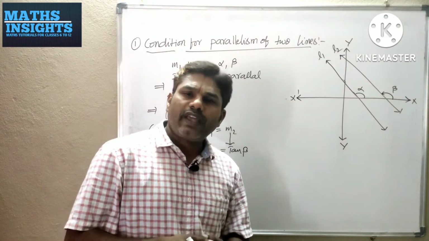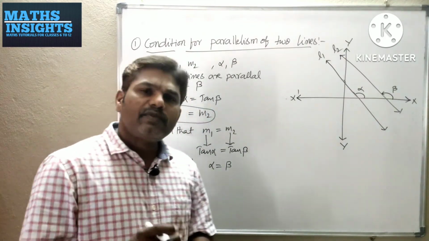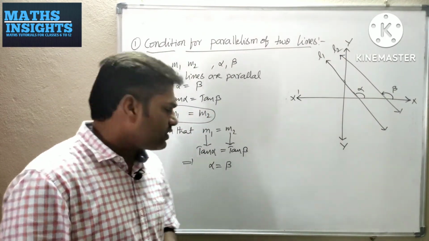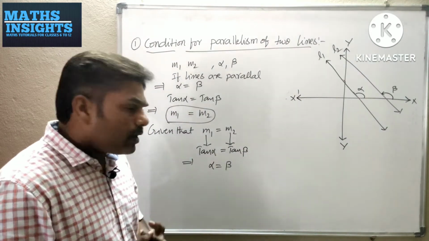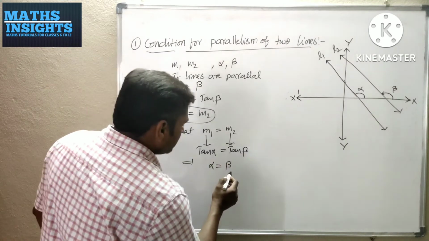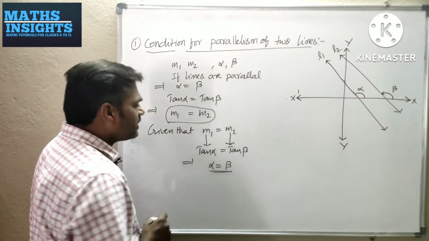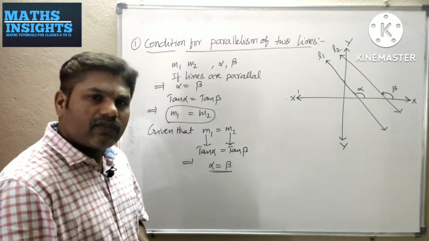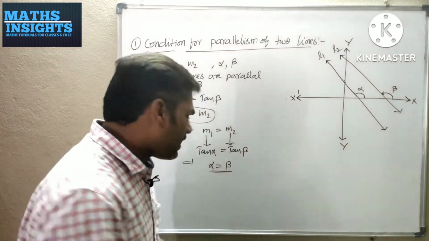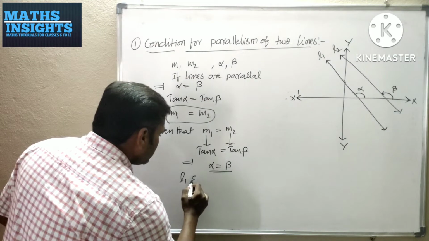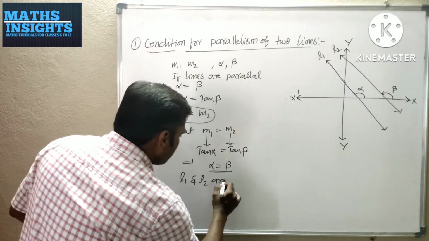By the property of the tangent function, when the angle is between 0 and 180 degrees, alpha automatically becomes equal to beta. That means these inclinations are equal. Whenever inclinations are equal, the lines are parallel. Therefore, L1 and L2 are parallel.